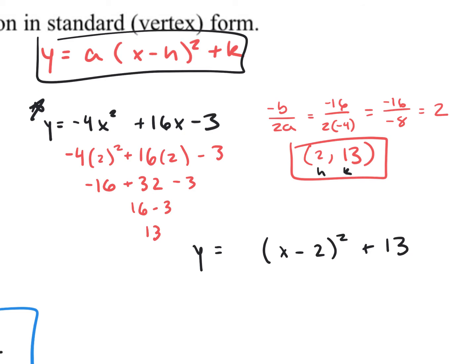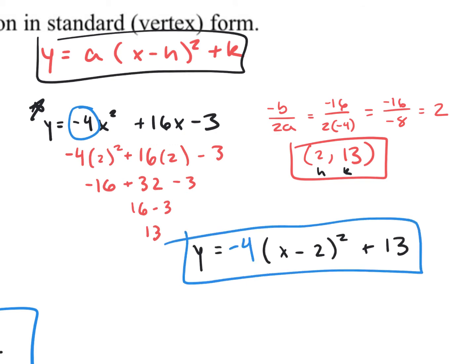And what's my a? What did I say my a was in the beginning? Negative 4. So that just goes there. So instead of completing the square, you could do it this way. You could just find the vertex and plug it in.